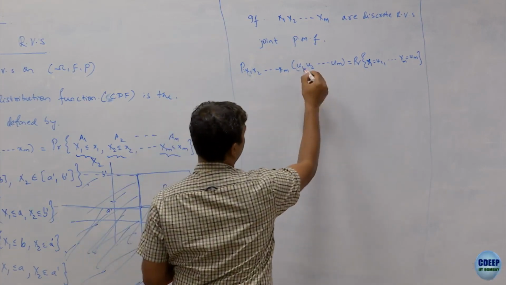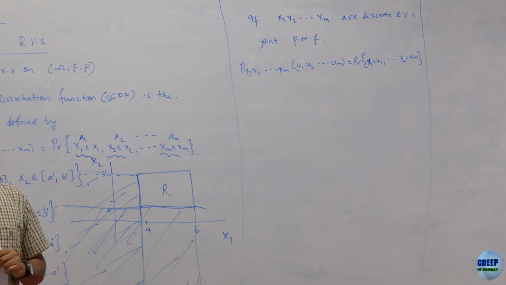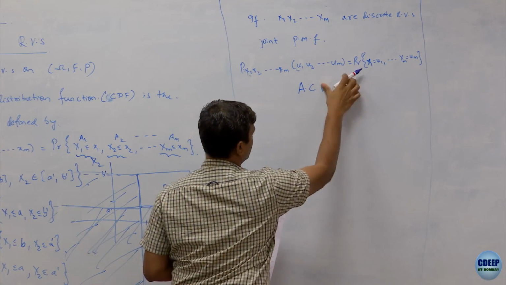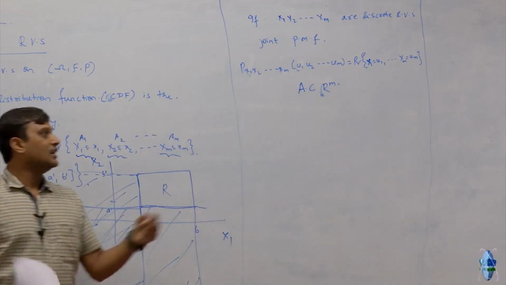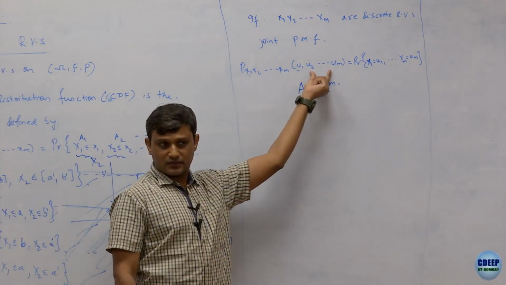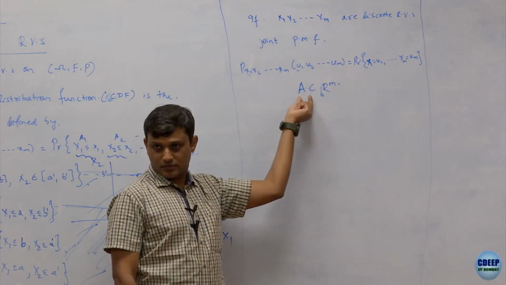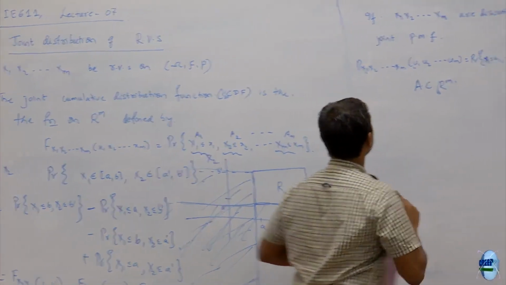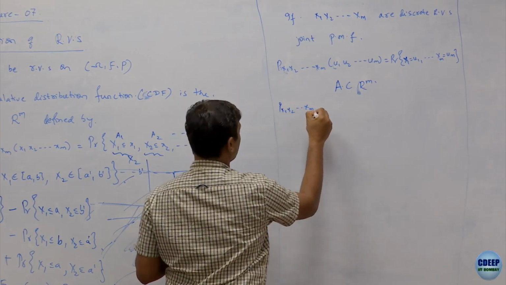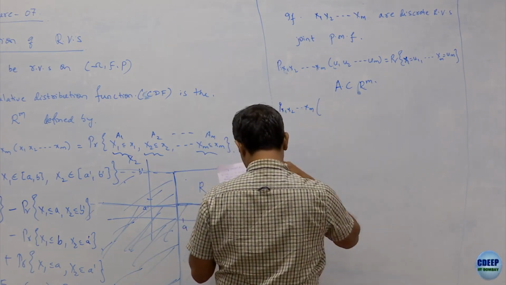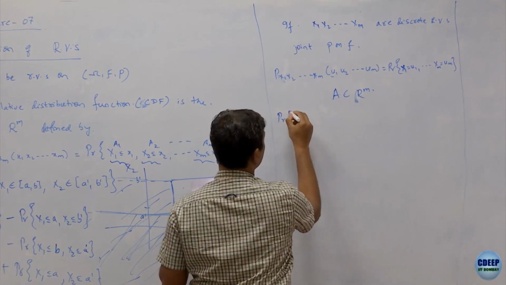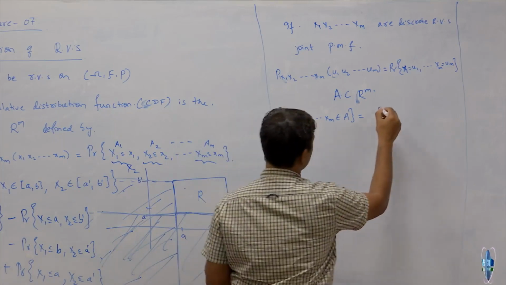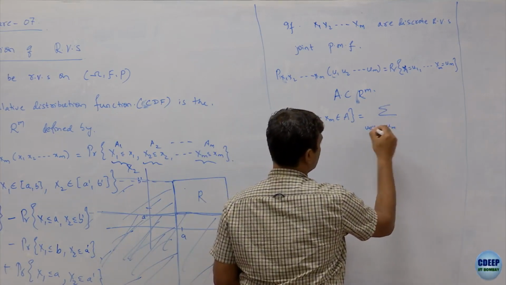Now suppose I have given some set of points u1, u2 up to um. If instead I am interested in knowing these values taking values in some set A, which is a subset of R^m, what do I mean by this? Earlier I asked for these values taking one particular value u1, u2, but instead of that I will now give a set. When I give a set, I do not ask for any particular points. In that case, the probability that X1 to Xm belongs to A is simply going to be the sum over all points in that set A.